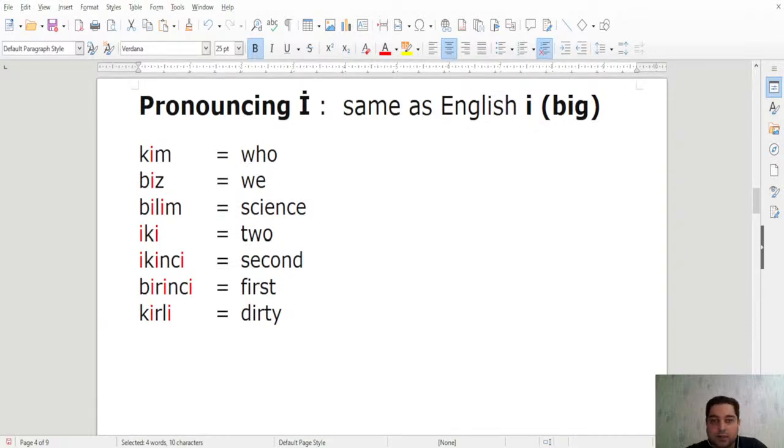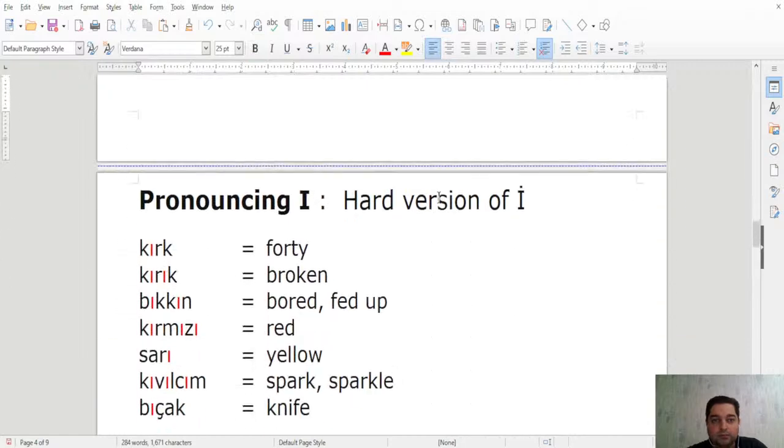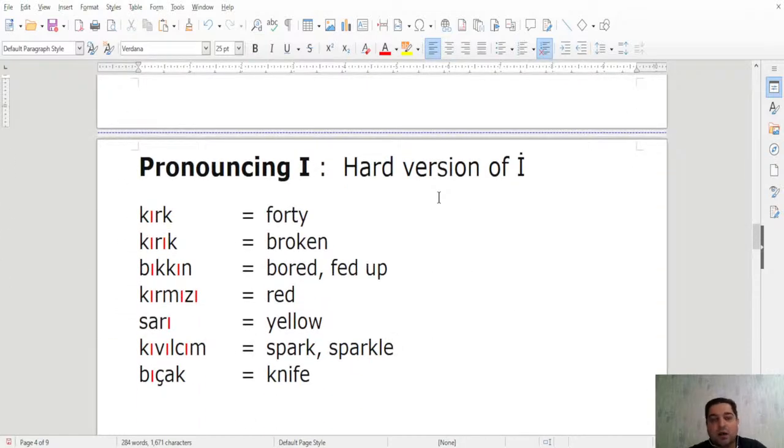And next is I, okay? So I is the hard version of İ. And again, I put them side by side so that you feel the difference, okay? So the first one, on the right side, this one is İ, this is I. İ versus I, okay? İ, I. İ, I, okay? That's the difference.